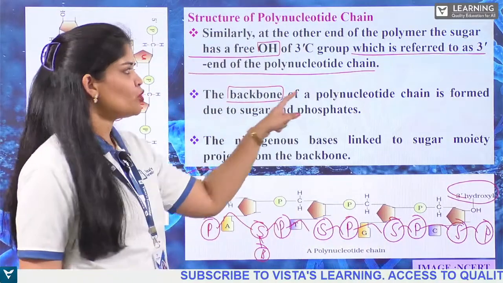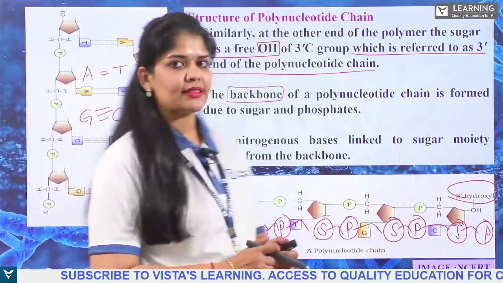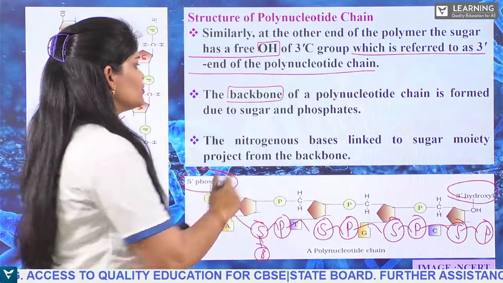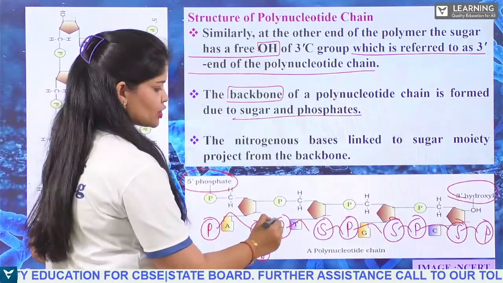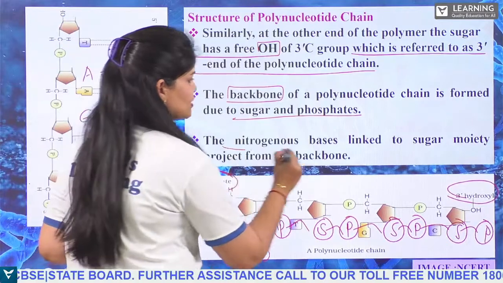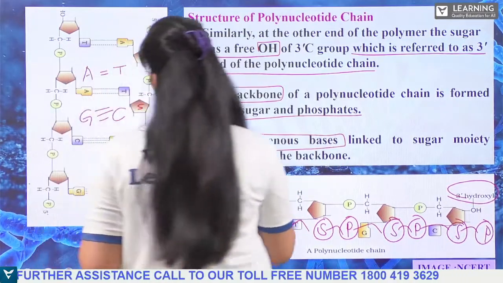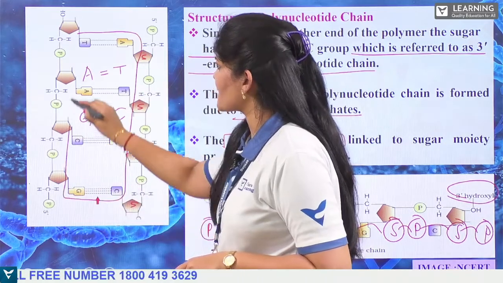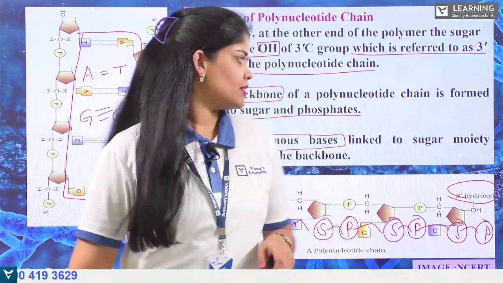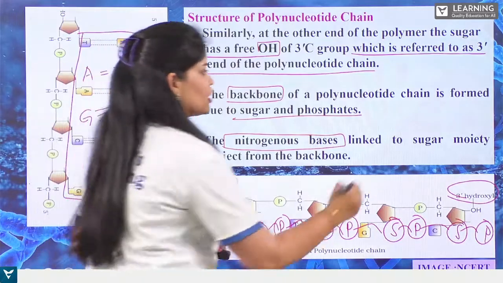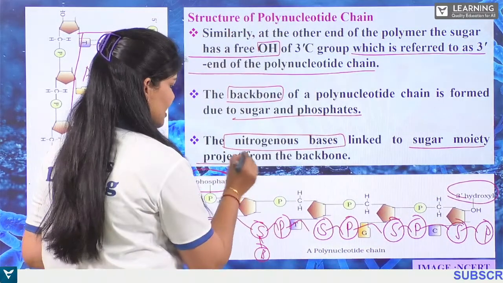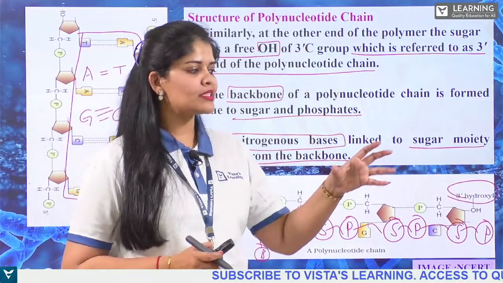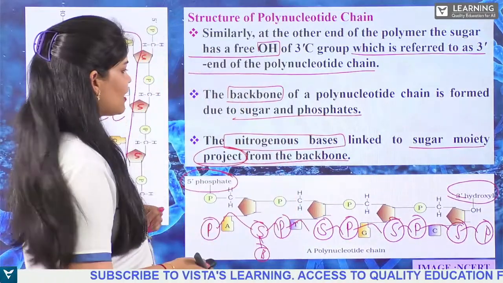So here, the backbone of the polynucleotide chain is formed by sugar and phosphate, sugar and phosphate, sugar and phosphate. These are the nitrogenous bases. The nitrogenous bases linked to the sugar moiety project from the backbone, and these nitrogen bases are connected by means of hydrogen bonds.